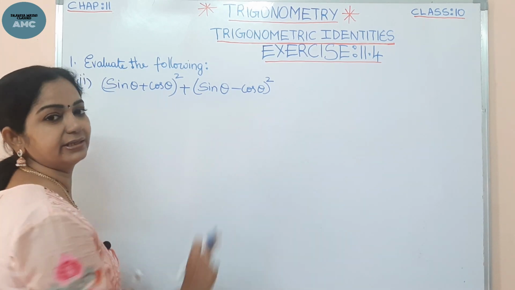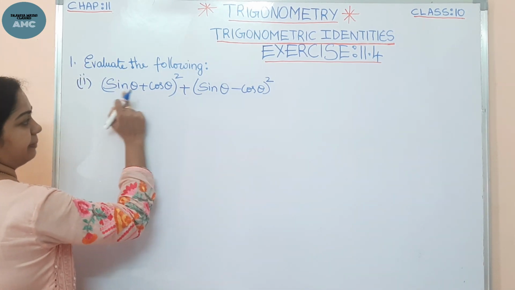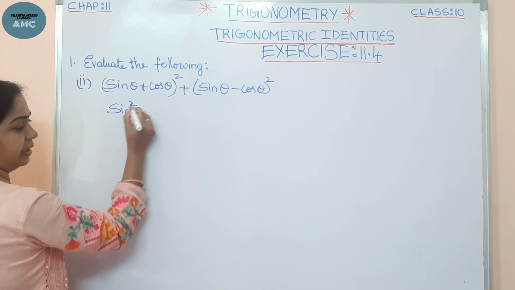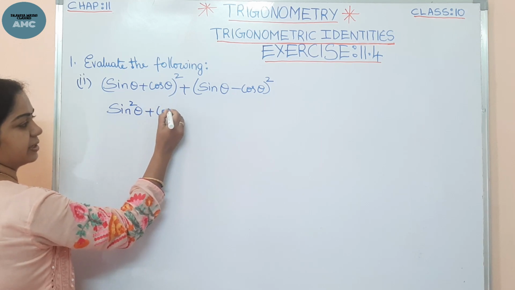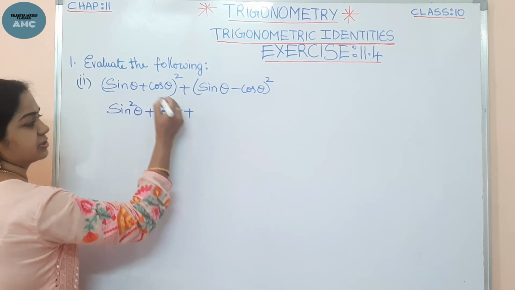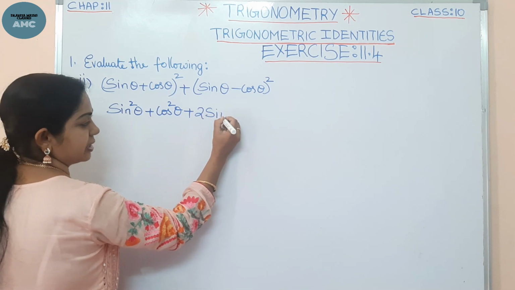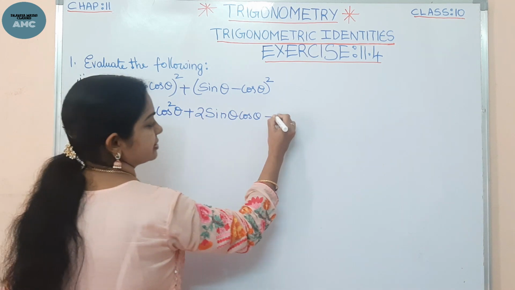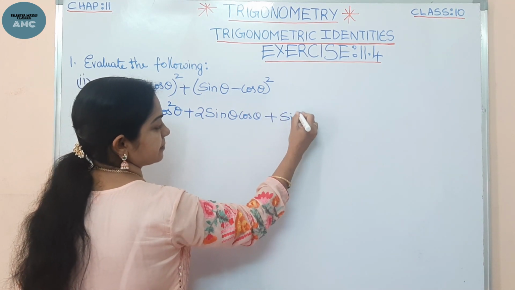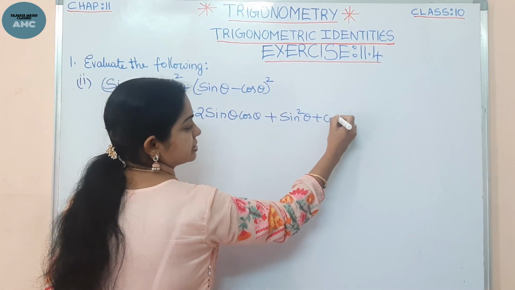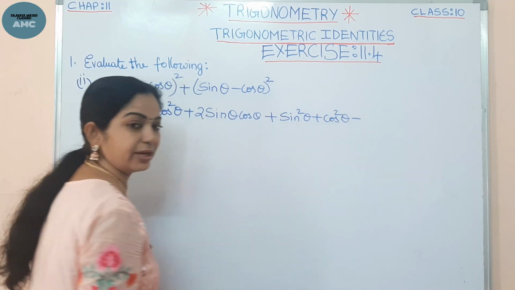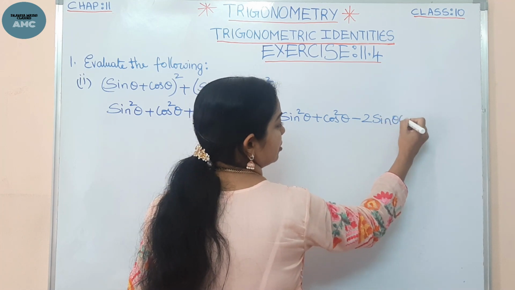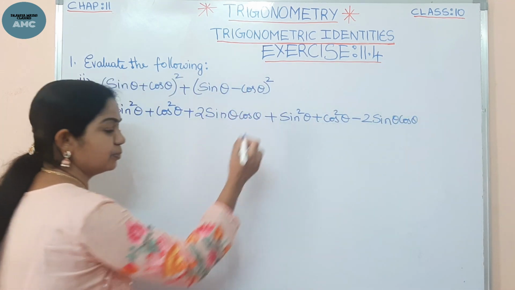We will expand it completely. Here, A plus B whole square comes to A square, which is sine square theta, plus B square, which is cos square theta, plus 2AB, so 2 sine theta cos theta. This is the first one. And we will expand the second one, that is sine square plus cos square, here minus 2AB, isn't it? So minus 2 sine theta cos theta. So I've expanded both of them.